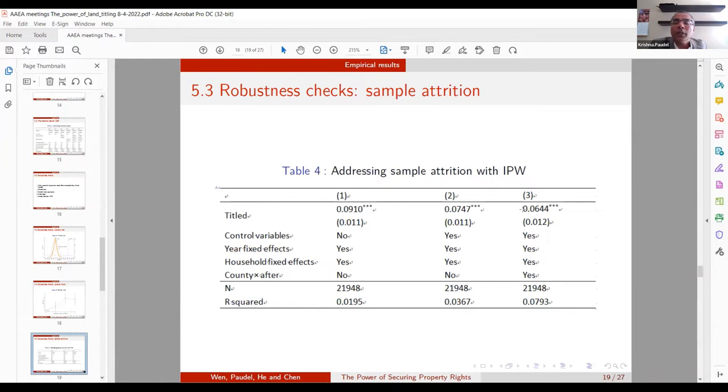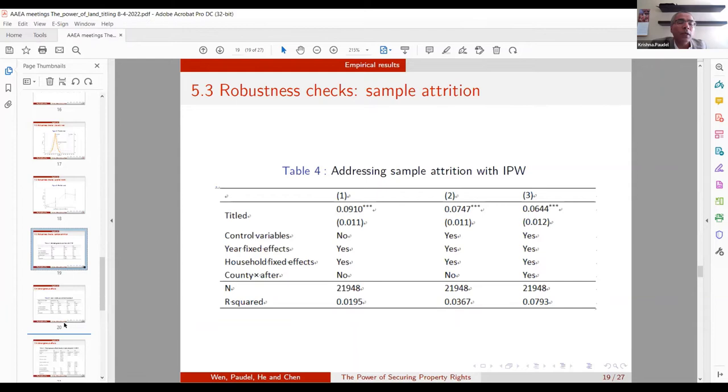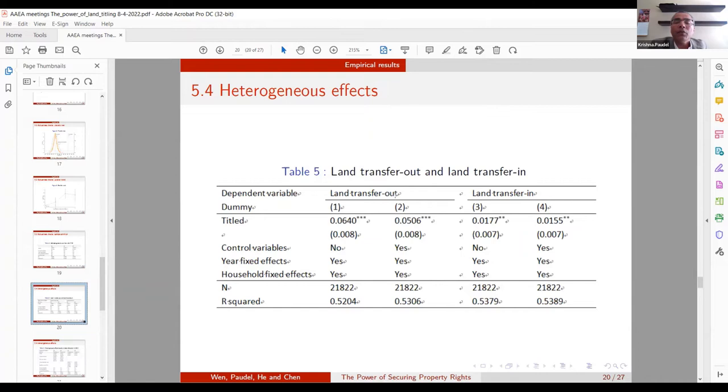We also do a sample attrition test, and with the sample attrition test, we still get a 6.44% difference in land transfer between farmers with land title and farmers without land title. If you look at land transfer out, it's a 5% difference, and with land transfer in it is 1%. I have the reason for that one, and if somebody asks, I can tell you in the question and answer session.